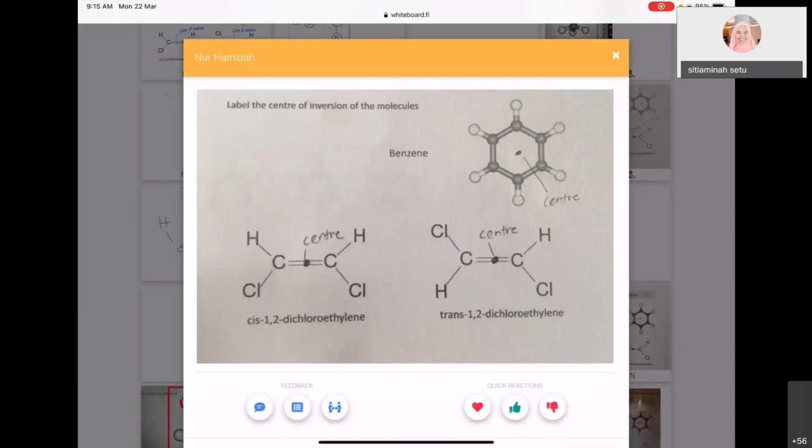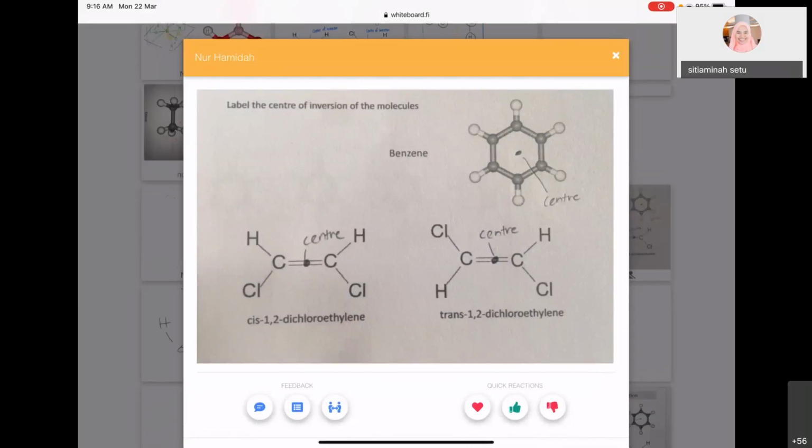Okay, so kita tengok jawapan daripada Hamidah. Saya rasa ramai yang dah upload masing-masing jawapan dia. Alright, benzene. Benzene dia punya center of inversion adalah dekat tengah-tengah benzene ring tu. Okay, so betul. Tapi you kena labelkan betul-betul bukan center tapi center of inversion. Kena tulis betul-betul center of inversion.